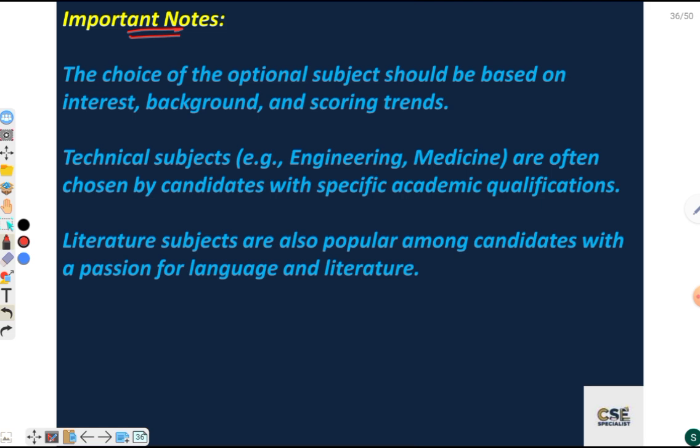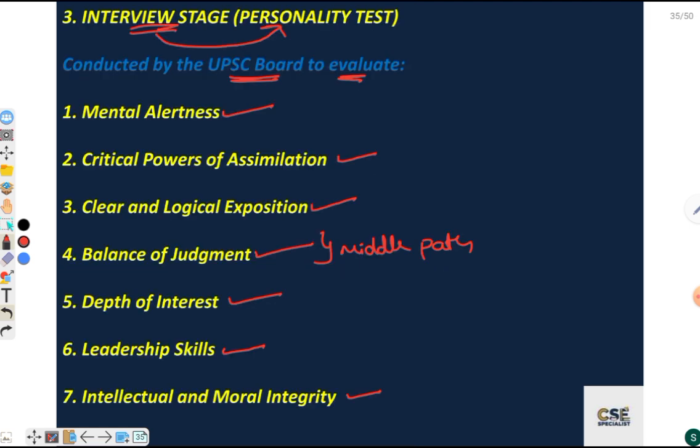Important notes for all these mains subjects: the optional subject should be chosen based on interest, background and scoring trends. Technical subjects like engineering and medicine are often chosen by candidates with specific academic qualifications, but there is no rule that only candidates with that qualification can choose them. You can choose any of the technical subjects, but you have to show interest in it and cover all the topics. Literature subjects are also popular among candidates with a passion for language and literature.